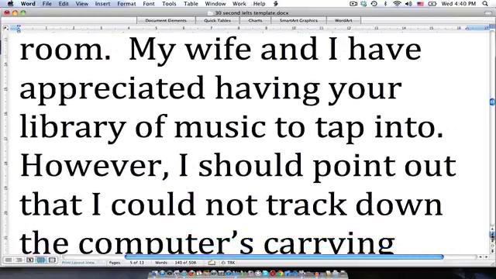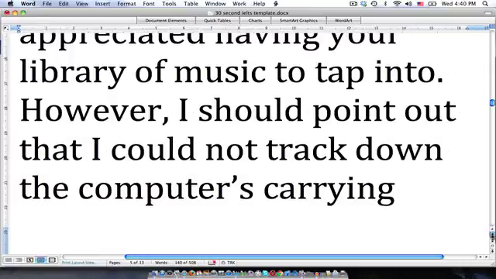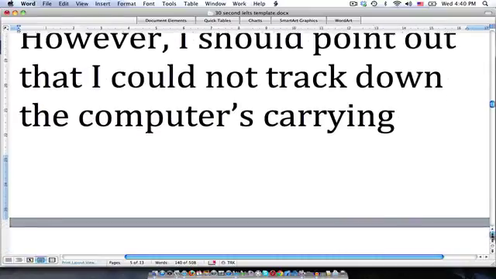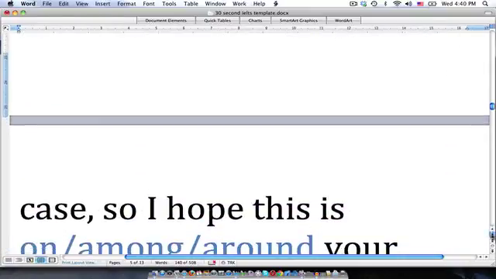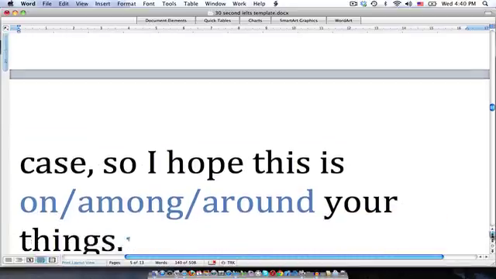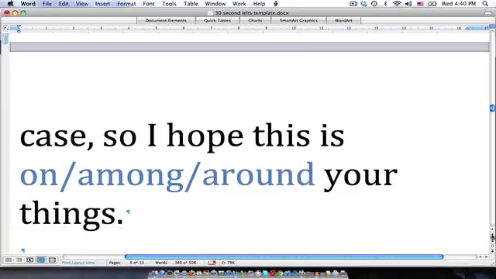However, I should point out that I could not track down the computer's carrying case. So, I hope this is around your things. And the correct answer here would be among.